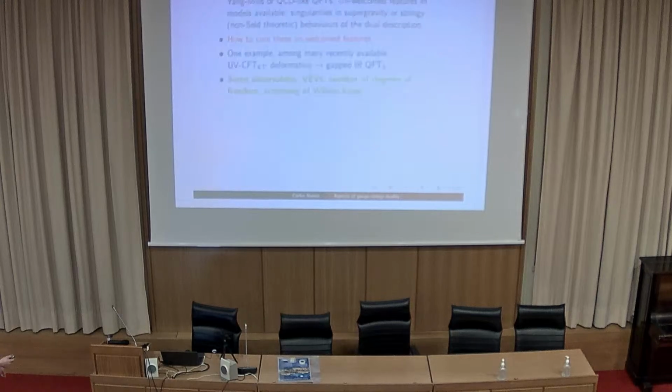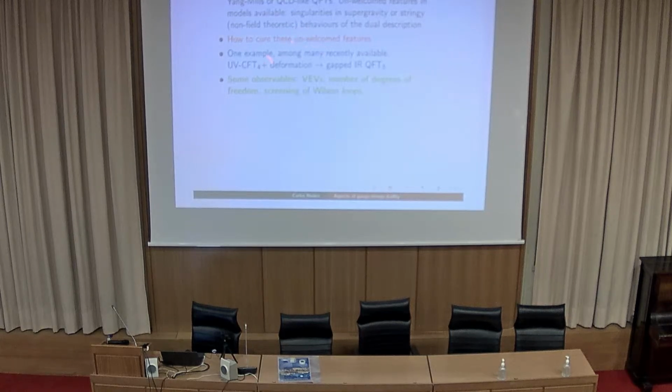Okay? So the plan of this talk is the following. First, I will try to describe the physics problem I will try to address. That will be how to write duals to theories like Yang-Mills or QCD, or in general theories with a mass gap. Which are the unwelcome features in the models that already exist, that people have already worked out? And these unwelcome features are going to be either singularities in the supergravity description, which invalidates the calculations that one does, or some stringy-like non-field theoretical behaviors. Okay? And then I will try to mention how to cure these unwelcome features.